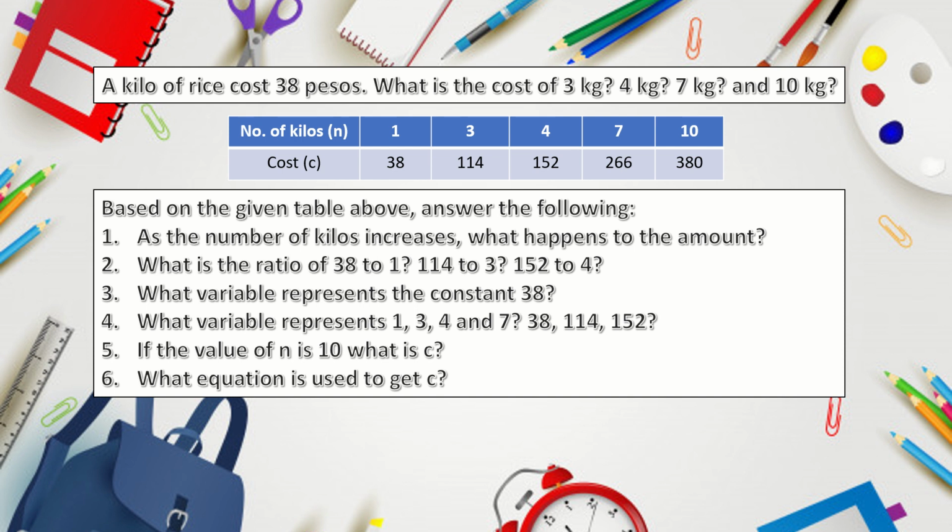What equation is used to get C? So we use the equation to get C, that is N, which is the number of kilos, times our constant, which is 38, is equal to C.